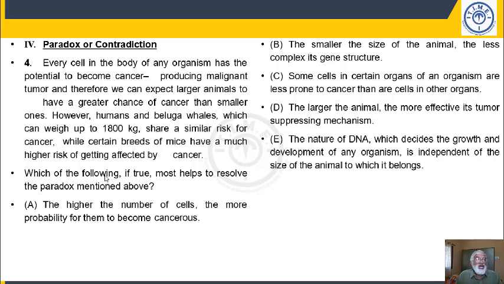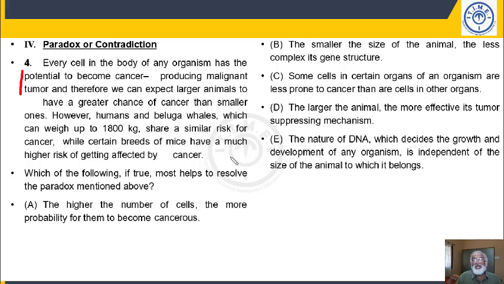Fine. The higher the number of cells, the more probability for them to become cancerous. That is what is implied in the first set of statements. So that means that's what's implied over here, isn't it? It's implied here. So we are not talking about solving the paradox. The smaller the size of the animal, the less complex its gene structure.